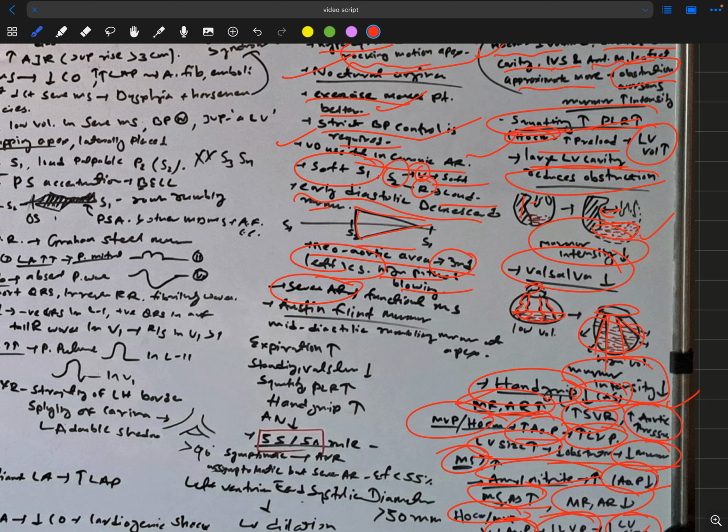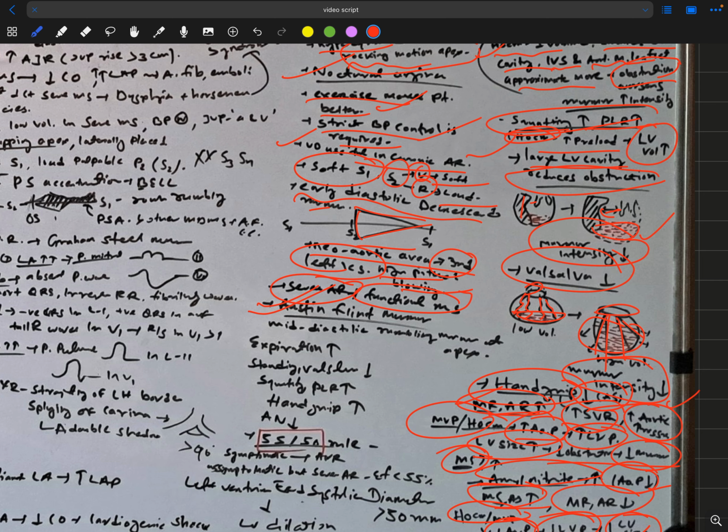In case of severe AR, we find functional MS that leads to Austin Flint murmur. In severe AR, there will be a jet of blood flowing from the aortic valve that strikes the anterior mitral leaflet, which leads to closure of the mitral leaflet, and it behaves as functional MS. So that will lead to the murmur of MS, that is a mid diastolic murmur.